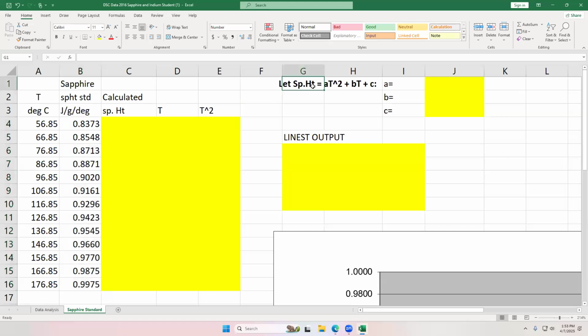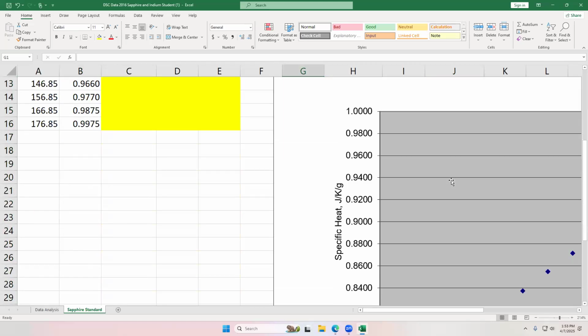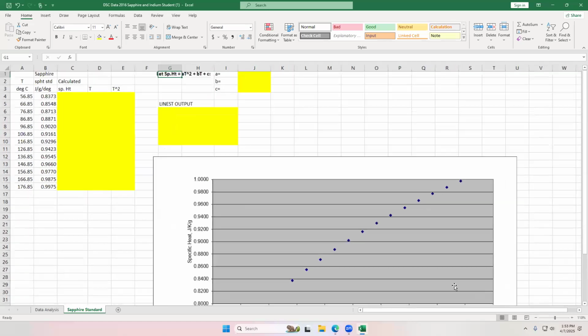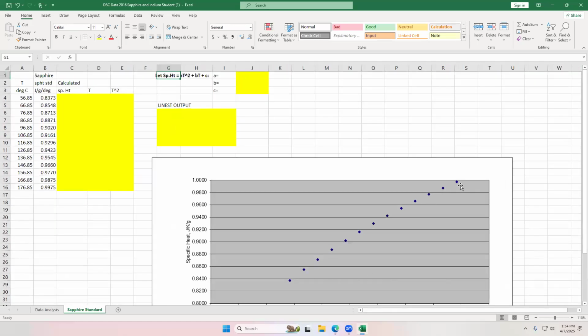We're going to let our specific heat be a second order polynomial. If you look at the graph here, by the way, it's almost like a straight line, but it's not perfectly straight. So let's fit that to a quadratic polynomial to get a better fit. We're going to fit the specific heat to the equation AT squared plus BT plus C, where A, B, and C are constants. We're going to put A, B, and C over here.